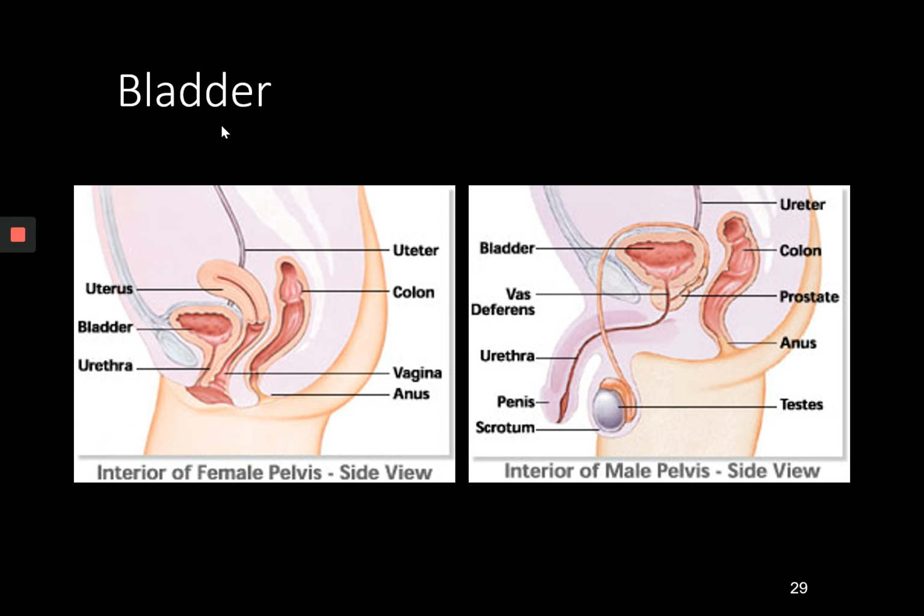Next, we're going to look at the urinary bladder. So the urinary bladder for a female sits in front of her uterus and also in front of her rectum. For a male, the urinary bladder is going to sit in front of the rectum and superior to the penis.